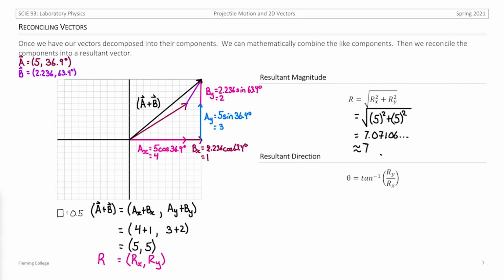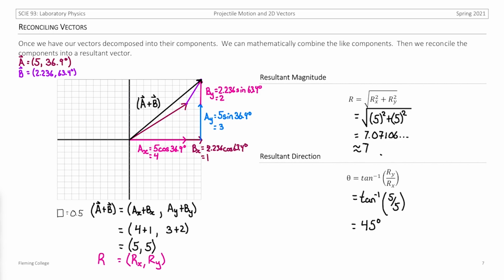And for our direction, we'll use the tangent ratio. We've rearranged this to be the tan inverse. And the R component in the y direction will be our opposite side. The R component in the x direction is our adjacent side. So these are both 5. So we find our direction of our resultant vector is 45 degrees.